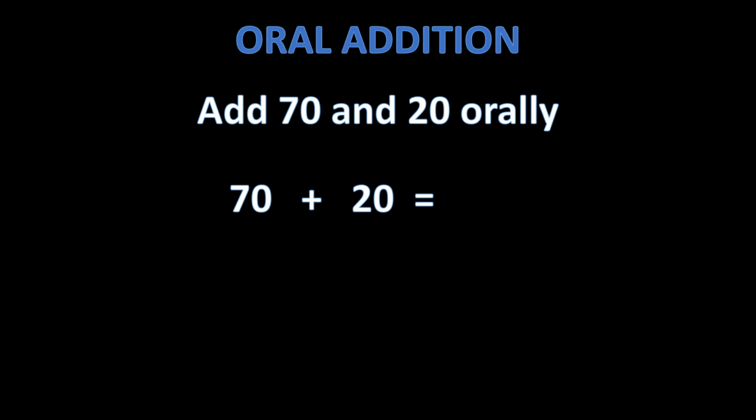Look in the ones place in 70 and 20. We have 0, and we know that 0 plus 0 is equal to 0. So write 0. Now look in the tens place in 70 and 20. That is 7 plus 2, which is equal to 9. So write 9. So the sum is 90. Let's try another example.